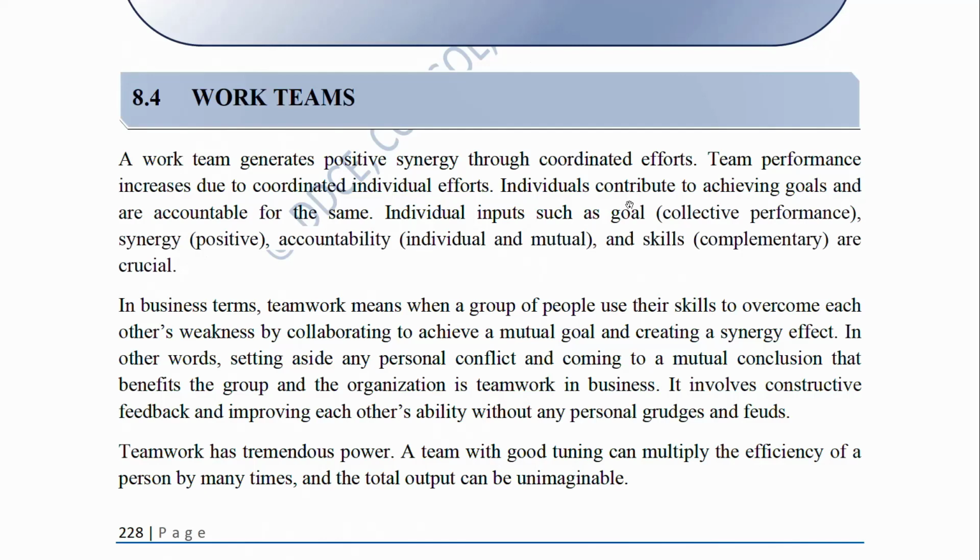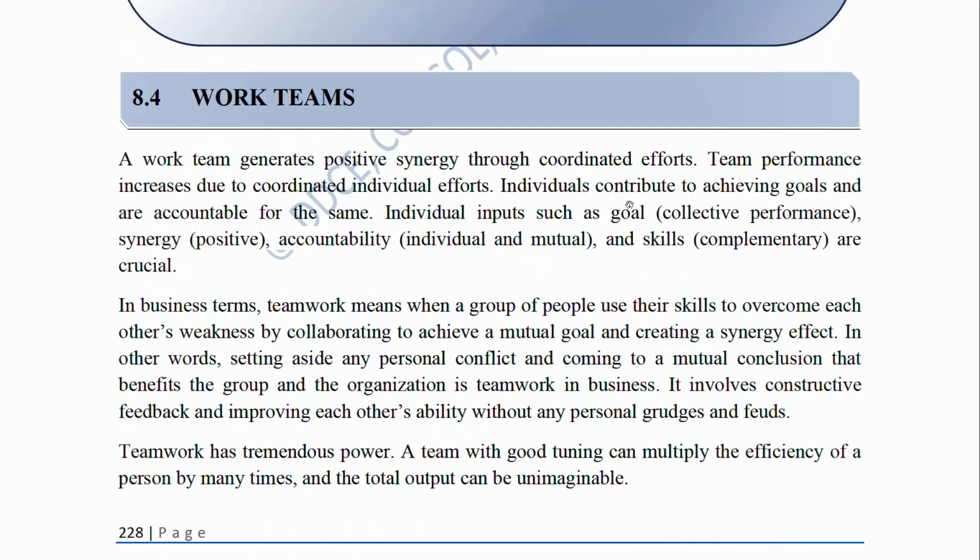Team performance increases due to coordinated individual efforts. Individuals contribute to achieving goals and are accountable for the same. Individual inputs such as goal, synergy, accountability, and skills are crucial. In business teams, teamwork means when a group of people use their skills to overcome each other's weaknesses by collaborating to achieve a mutual goal and creating a synergy effect.